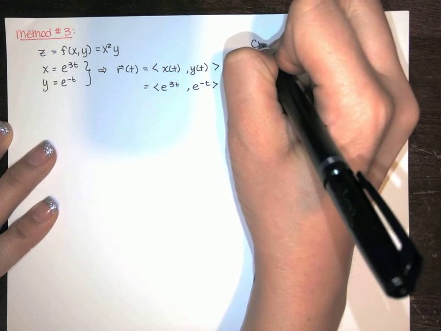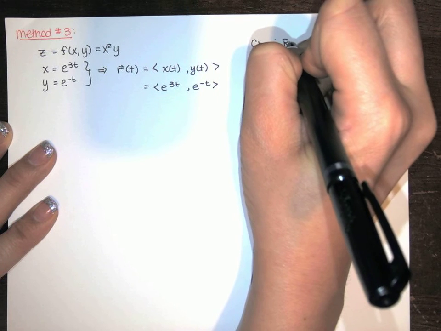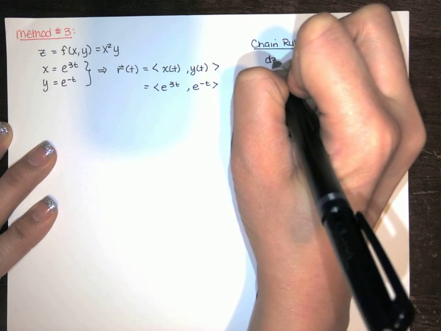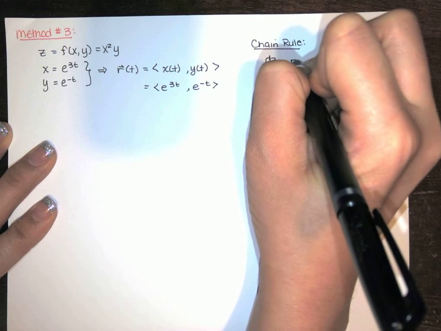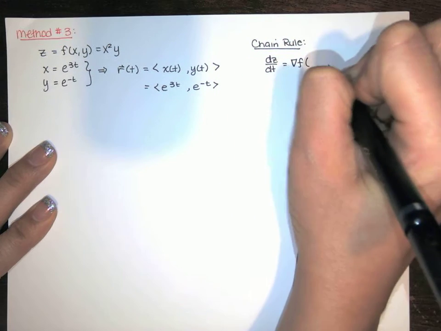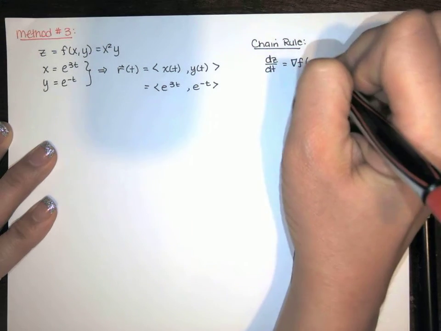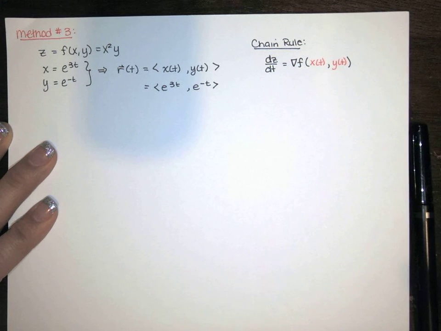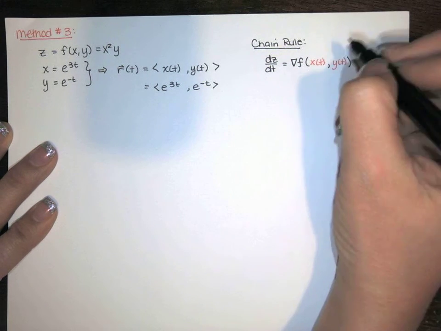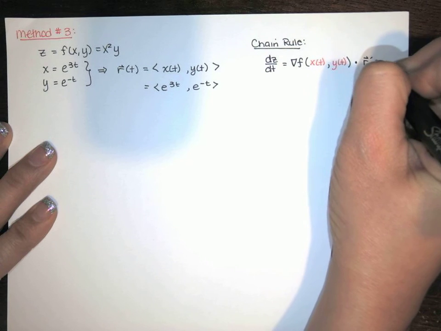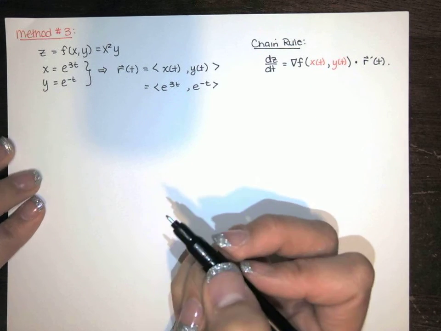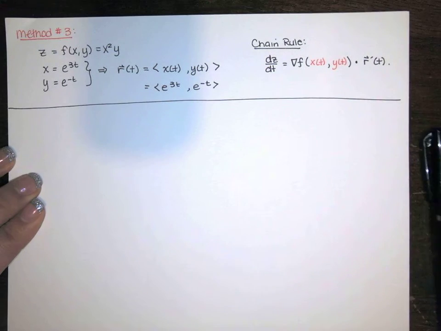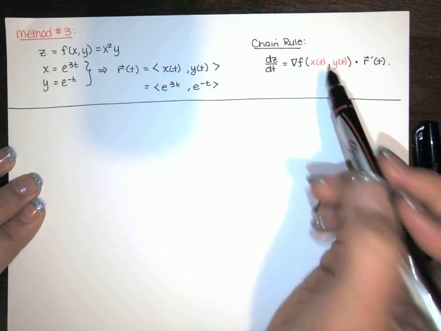So first I'll state my chain rule. We have dz dt is the gradient of f at x of t, y of t. So you replace x with x of t, you replace y with y of t, and then you dot it with r prime of t. So when I use this method, the first thing I need to do is compute the gradient and write it in terms of t.